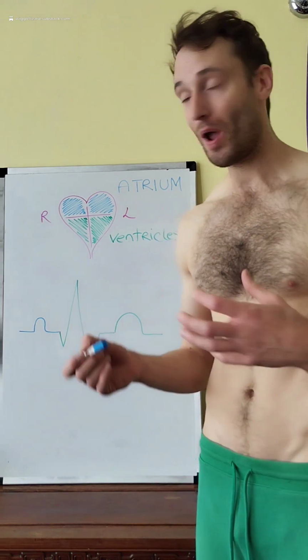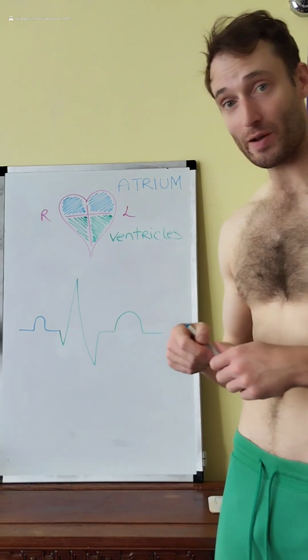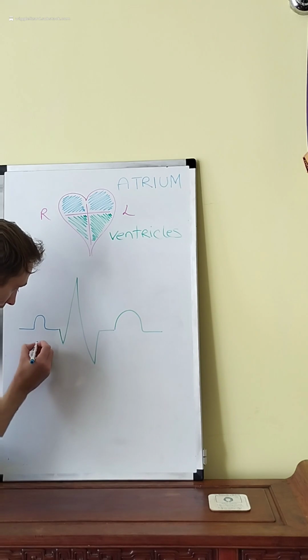Well, very simply, when the atria contract, this is represented by this little wave here, and this is called the P wave.